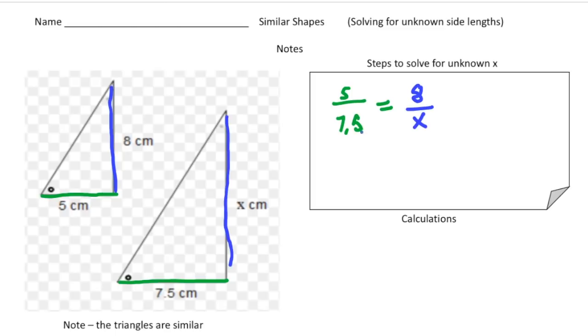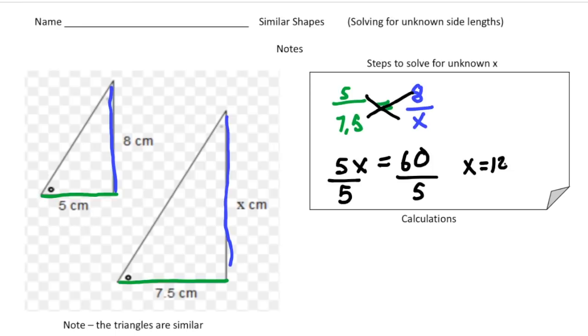Now that we've created a proportion, we can use a little bit of algebra to solve for x. Because we have 2 equal fractions, I know the cross products are the same. So 5 times x is 5x, and that's going to equal 8 times 7.5, which is 60. Now I'm going to solve the equation by dividing both sides by 5, and 60 divided by 5 gives us 12. One way to check it is to plug 12 in for x: 5 times 12 is 60, and 8 times 7.5 is 60.